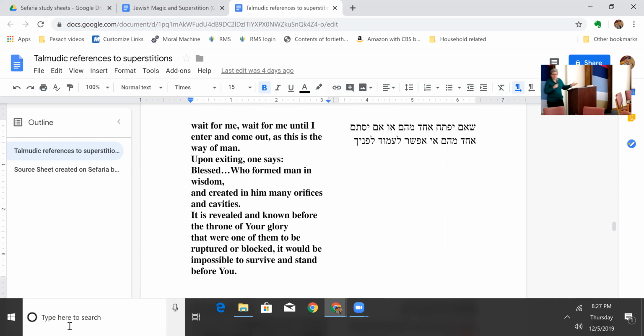Because one of the first things that you do when you get up in the morning is you go to the bathroom. So it's the bathroom prayer. That is actually what it is. When I'm teaching kids about prayers, they love the idea that there's a bathroom prayer.